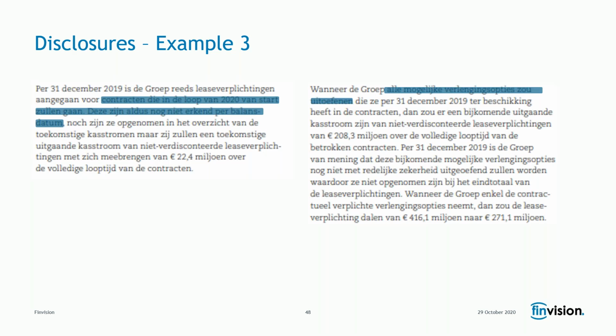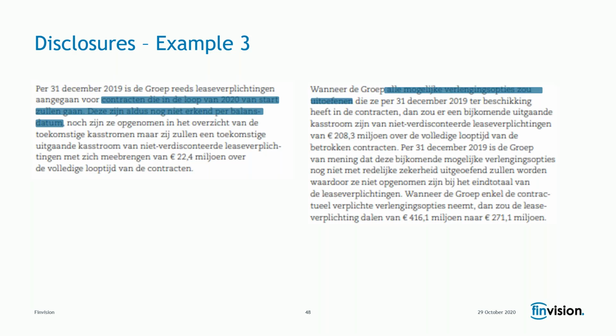So on the left-hand side, you see that they talk about leasing contracts that will start as from 2020. So these were the financials of 2019. They talk about contracts starting as from 2020 that were not yet recognized on the balance sheet date, but then they say what amount will be related to those commitments. So these are in fact the lease commitments that have not started yet. In this case, it was 22.4 million of non-discounted future lease payments.